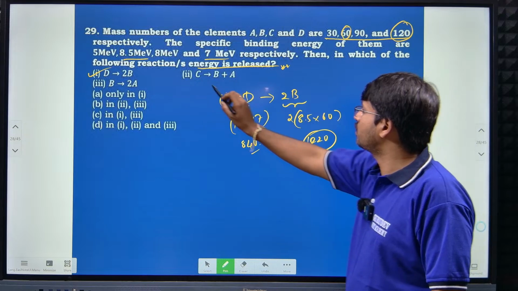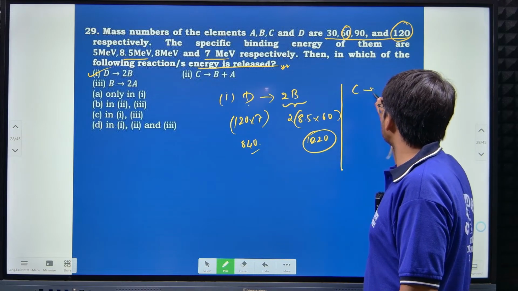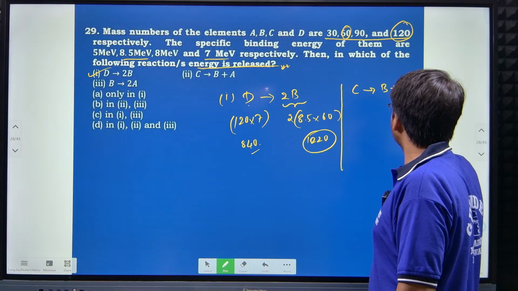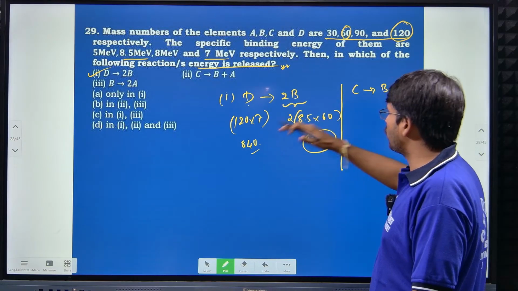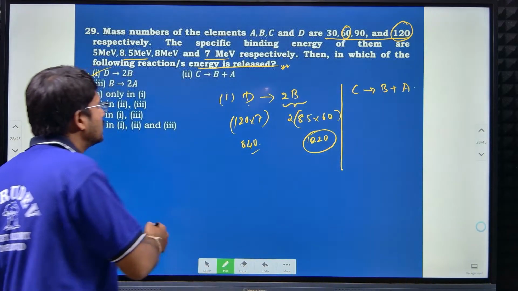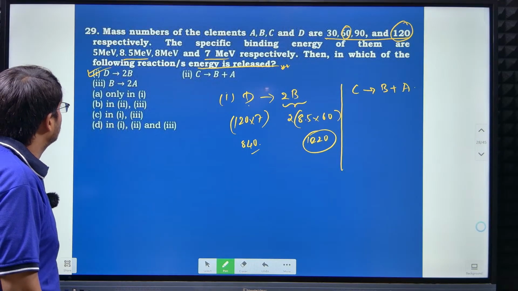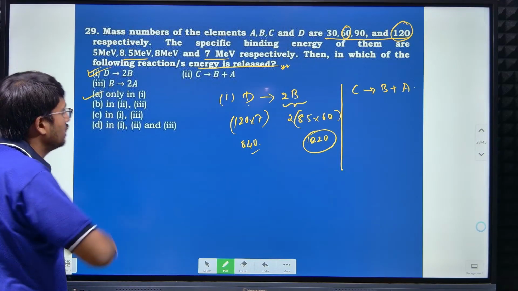And in the next case, C changes to B plus A. For C, we have to look at it in the same way. So you can just do that particular one, and as a result, we observe that only for D do we get the right one. So option A is the right answer.